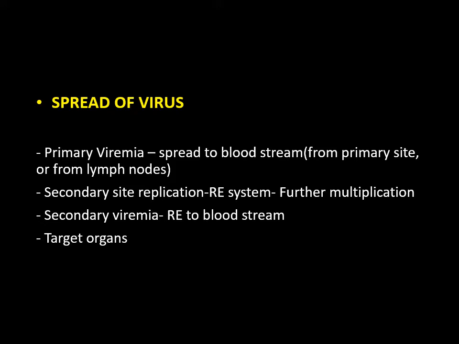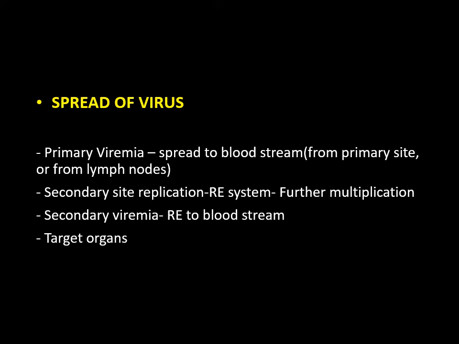So in the reticuloendothelial system, what will come? Like bone marrow, spleen, liver. So it will go there, and there the virus will undergo further multiplication. And from those reticuloendothelial system they will reach again to the blood, so that will be secondary viremia. So bloodstream, and finally the virus will reach the target organs.